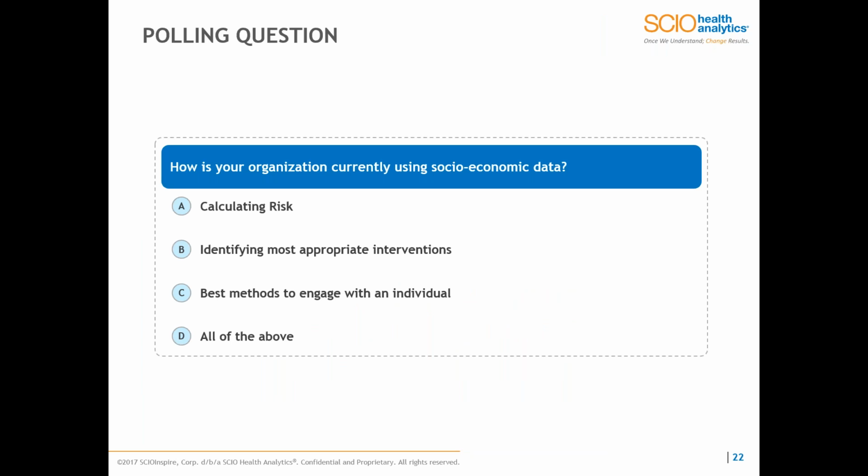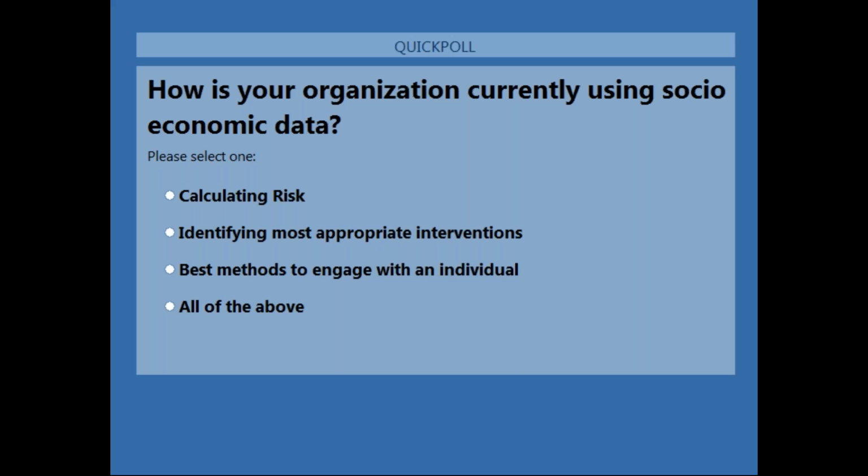So, personalized care. Many of you spoke about the use of both clinical and claims and socioeconomic data. So I'm curious, we're going to be a little more specific here on how your organization currently is using socioeconomic data. Are you using it to calculate your risk, to identify the most appropriate interventions, to determine the best methods to engage with an individual, or is it all of the above?